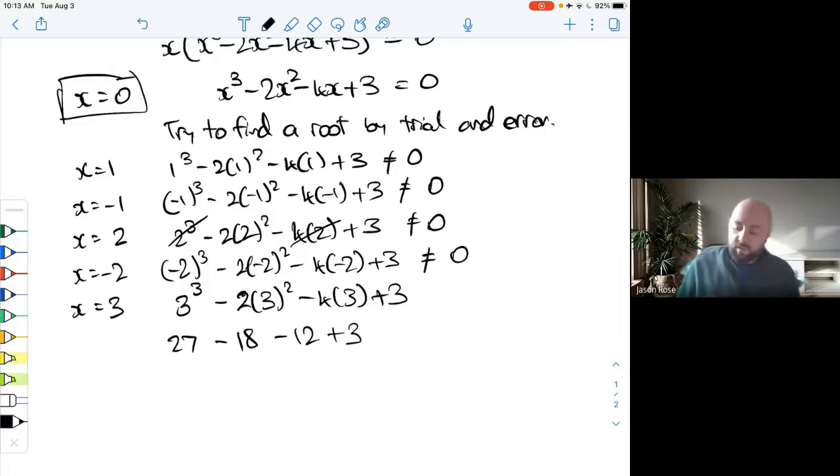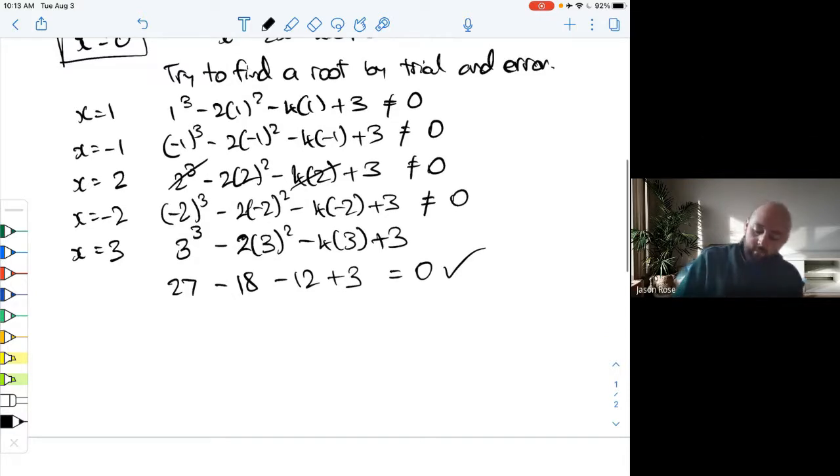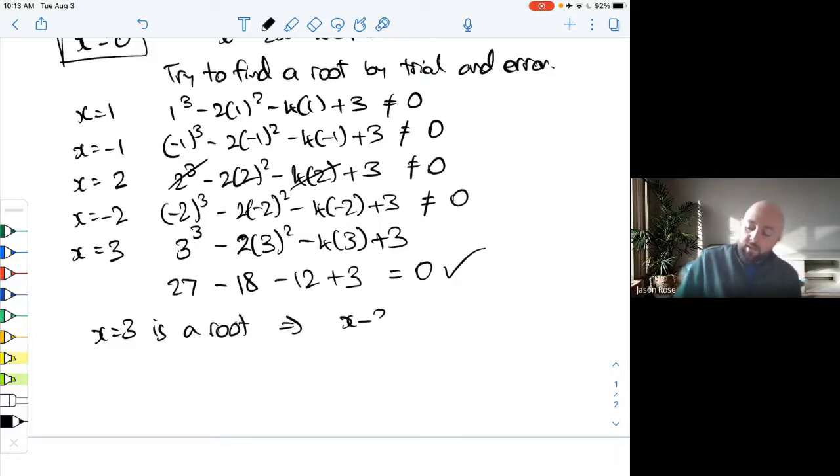The positive numbers add to 30. The negative numbers add to negative 30. So that one is a root. So x equals 3 is a root. And that means that x minus 3 is a factor. That was by one of those theorems we covered last time, the factor theorem.